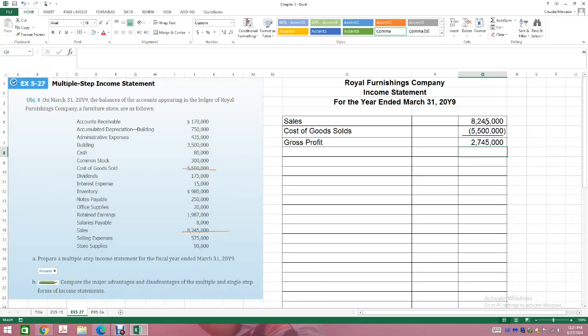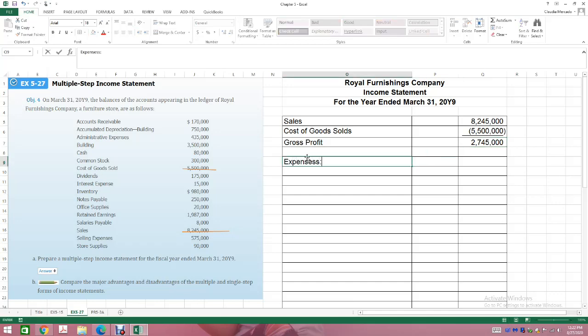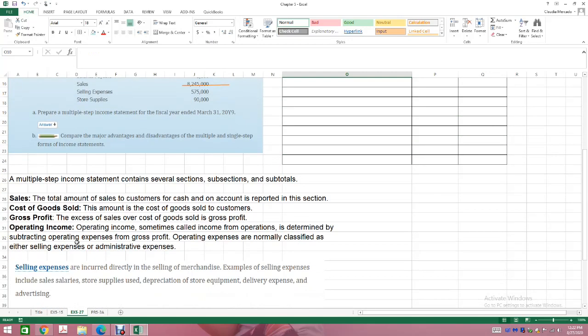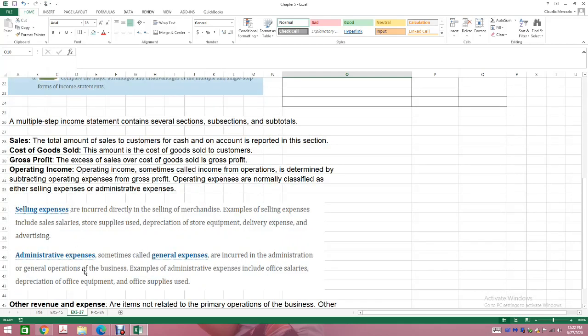So your sales minus your cost of goods sold will give you your gross profit. Okay, so that is the first part. The next thing we have is our expenses. Okay, now we have two types of expenses. We have selling expenses and admin expenses.